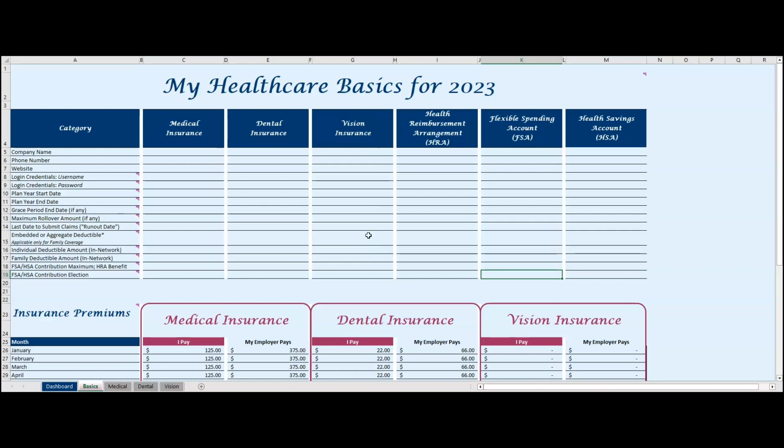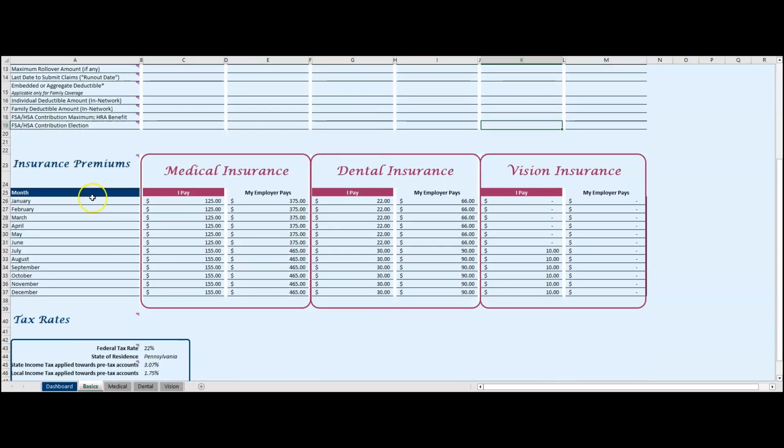All right, let's move on to the insurance premiums section. This is where you can track how much you and your employer are paying for your medical, dental, and vision insurance. A lot of employers provide all 3 insurances as an employee benefit, but they might not pay for 100% of the premiums. A lot of employers share the cost with their employees. If that's the case, then this is where you can designate how much you pay versus how much your employer pays.